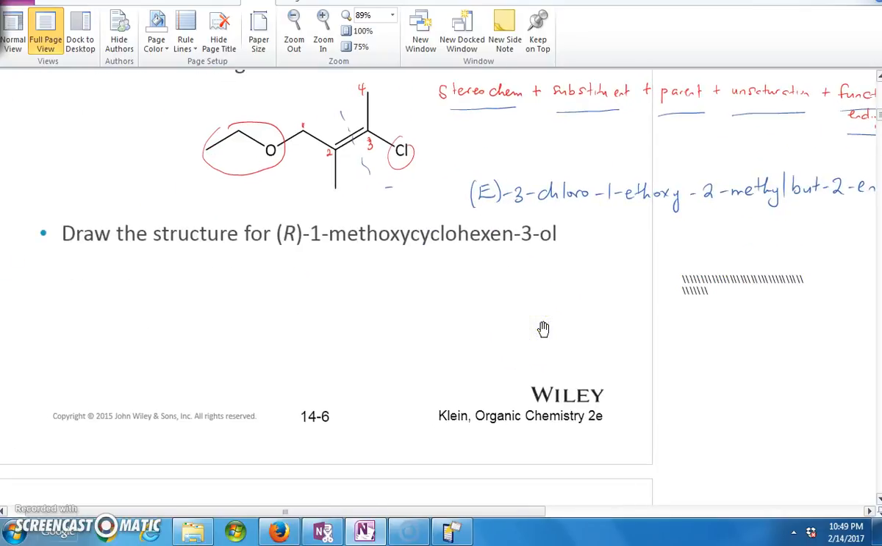Now here we have a cyclic cyclohexanol. So we have a double bond here, and at the 1 position we have a methoxy, and then at the 3 position we have the alcohol. The alcohol is R. So if we go like this, that gives us R. So that's basically how that is.